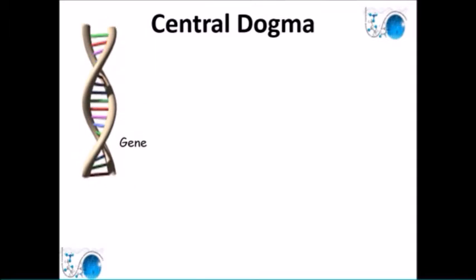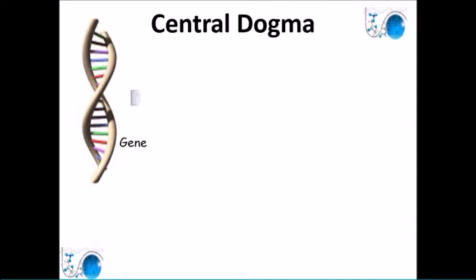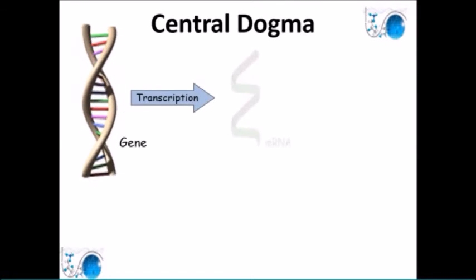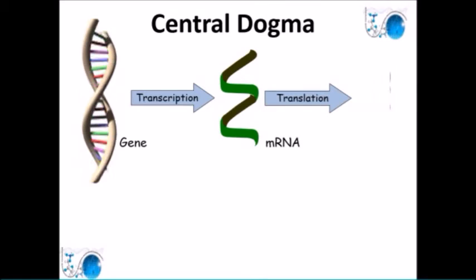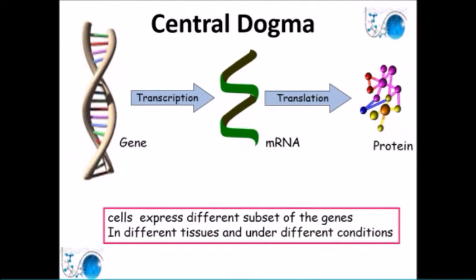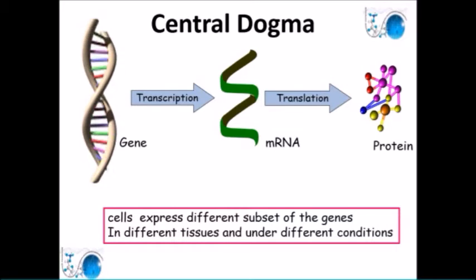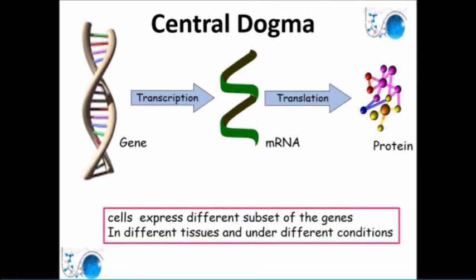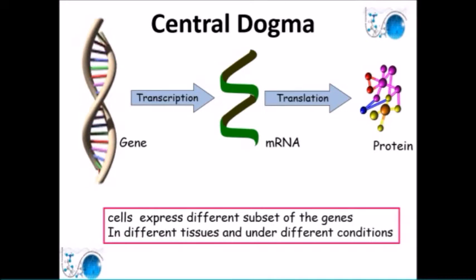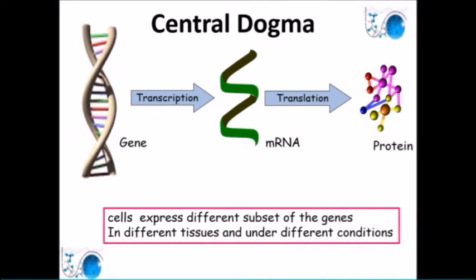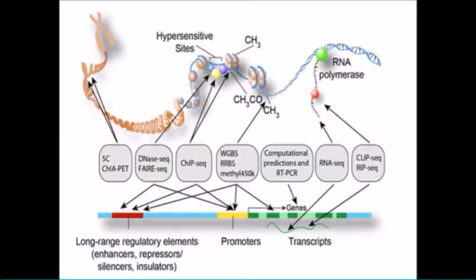The central dogma in molecular biology and molecular genetics is that the gene is transcribed into RNA, and the RNA is translated into a protein. Of course, as we have known from other lectures that we have taken before, cells express different subsets of genes in different tissues and under different conditions.